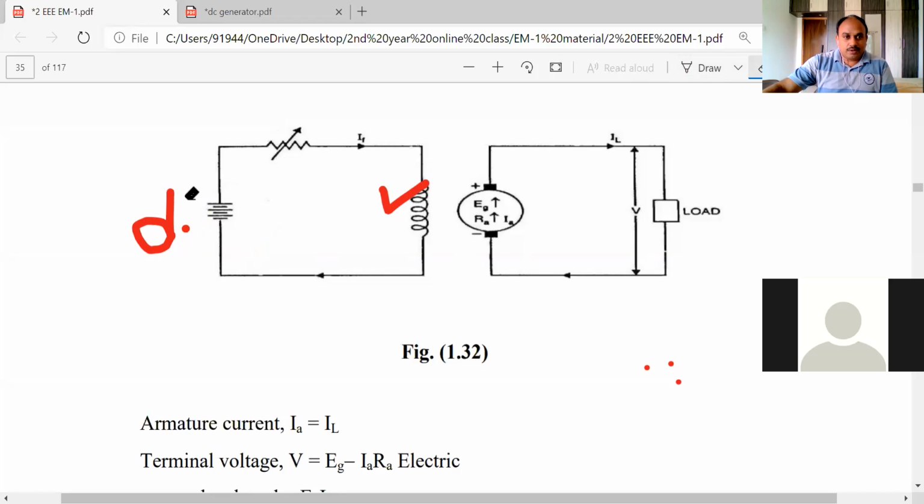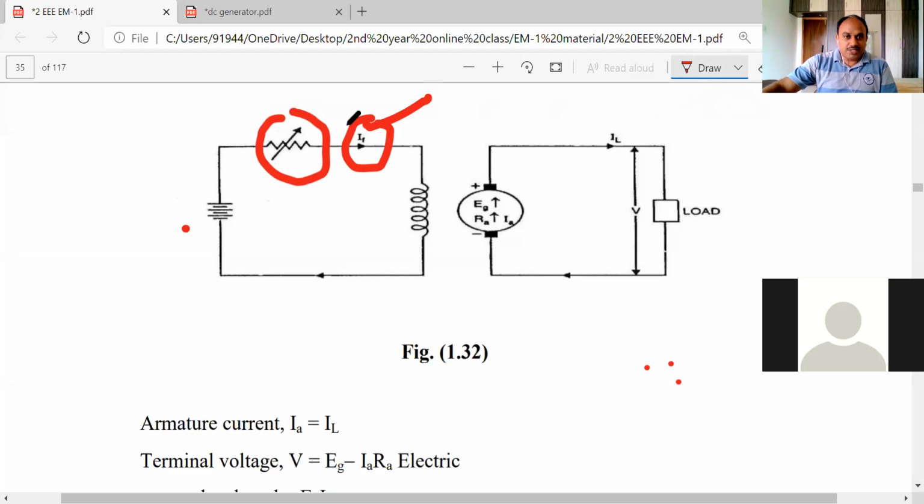So the field winding is connected to an external source, which is why it is called a separately excited generator. The purpose of this rheostat is to change the field current. We give a constant fixed DC voltage input. If you want to change the field current, If, the resistance of this rheostat is varied. That means the field current is varied.